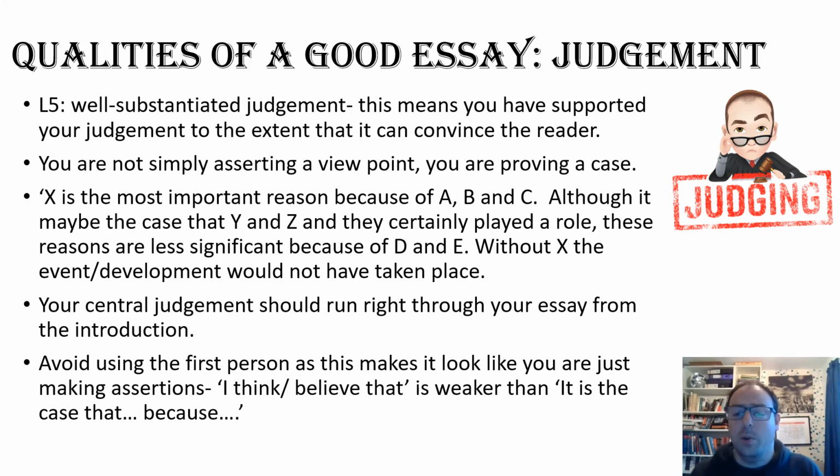One of the ways I often say to people, just think about it, it's like being a barrister. You're not simply asserting a view, you are proving a case. So X is the most important reason because of A, B, C. Although it may be the case that Y and Z certainly played a role, these reasons are less significant because of D and E. Without X, the event or development would not have taken place. So I am hammering home that this is important because of this. There are these other factors that are not as important because of this. Without X, basically this doesn't happen. This is the most important reason.